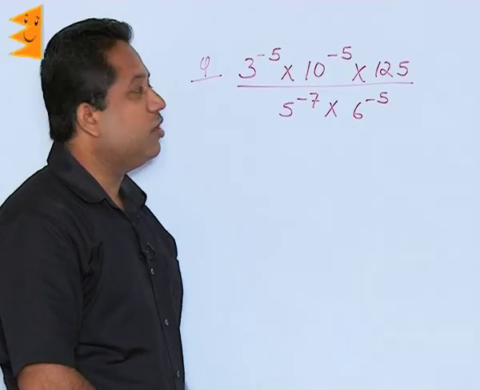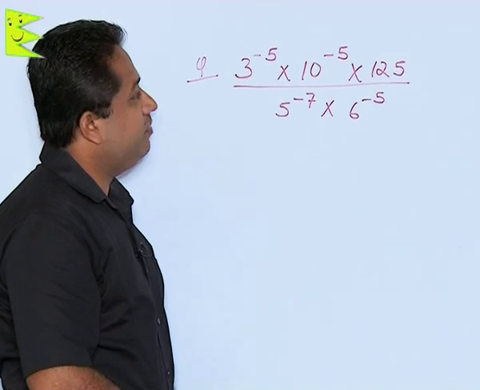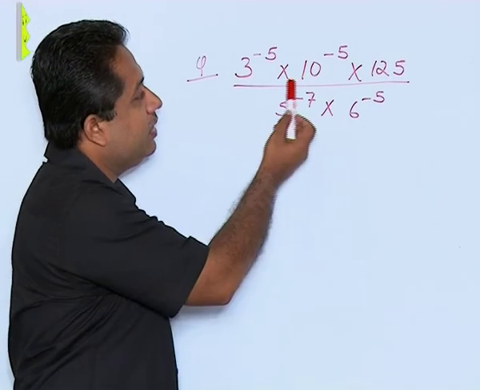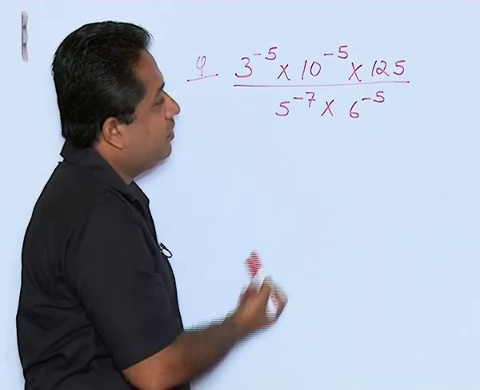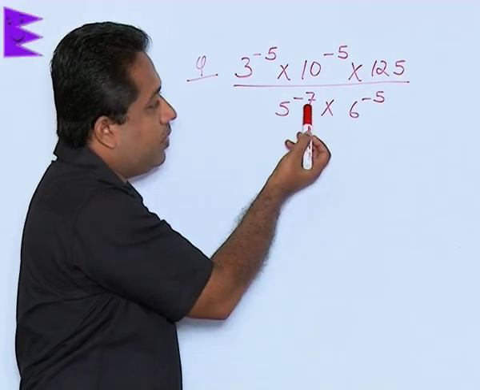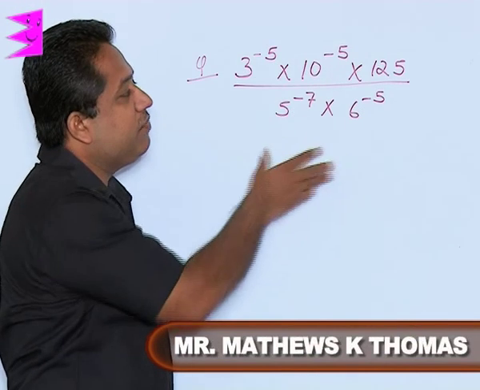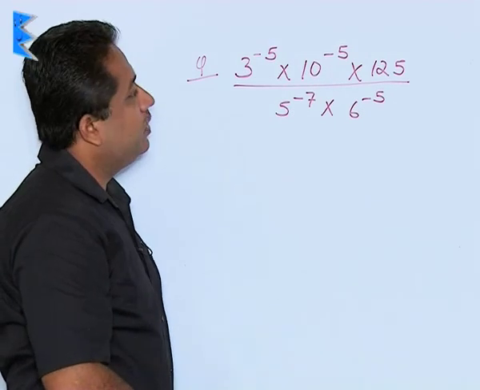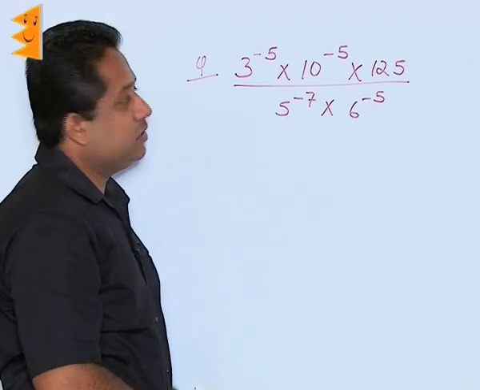Another question based on laws of exponents. Here we have 3 raised to the power minus 5 multiplied by 10 raised to the power minus 5 multiplied by 125, whole upon 5 to the power minus 7 into 6 to the power minus 5, and we have to simplify this whole problem. Here we have 2 negative powers, here also we have 2 negative powers.